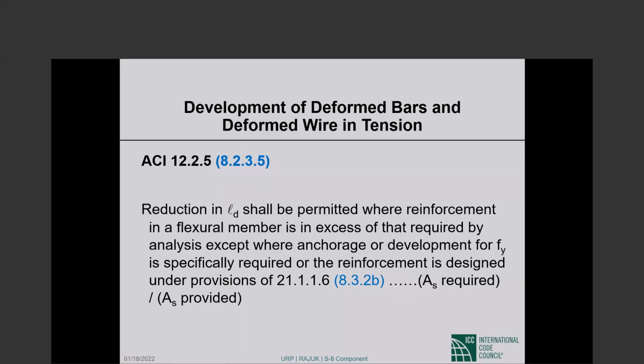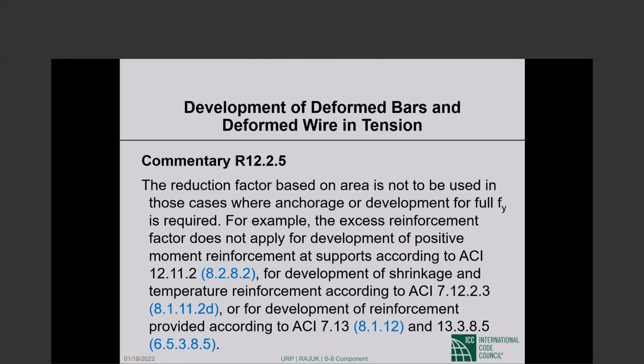Now, that seems simple enough. I said it leads to confusion because there are cases where you cannot take this reduction. And those cases are basically where the code, ACI 318, specifically requires full F sub y to be developed. That happens in high seismic applications all the time. There are other cases where bars are specifically required to develop full F sub y. In those cases, you cannot take this reduction, okay? The excess reinforcement reduction. So that is explained here, and I will let you read. This tells you what I said, that when full F sub y is required to be developed by the code, you cannot take the excess reinforcement reduction.